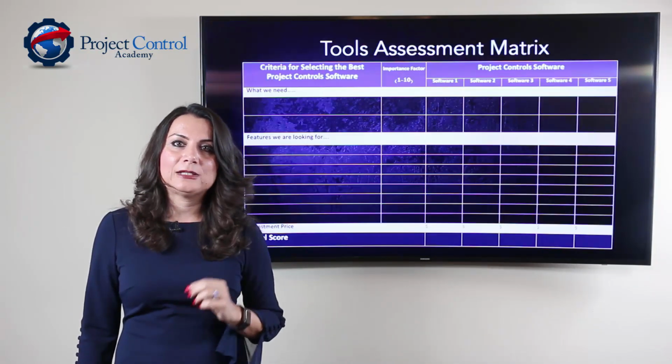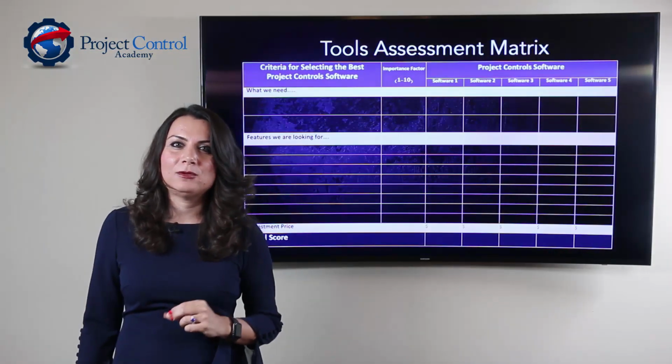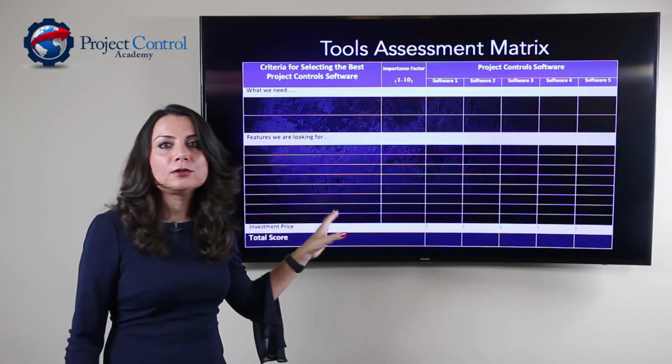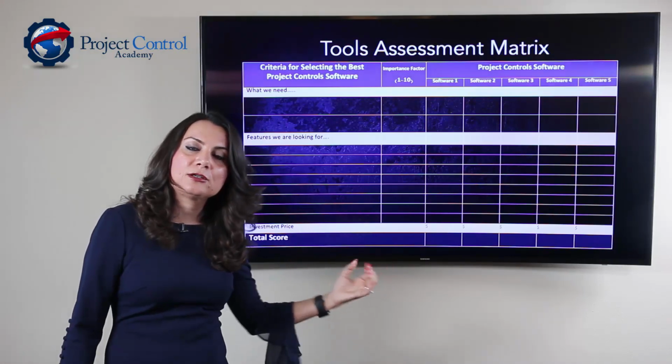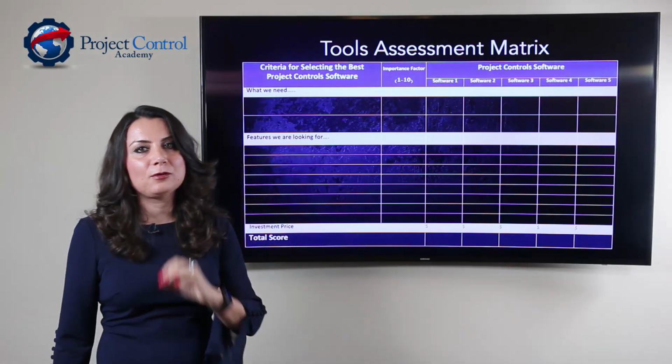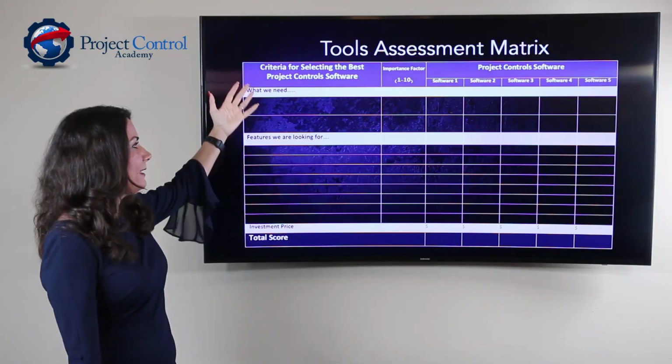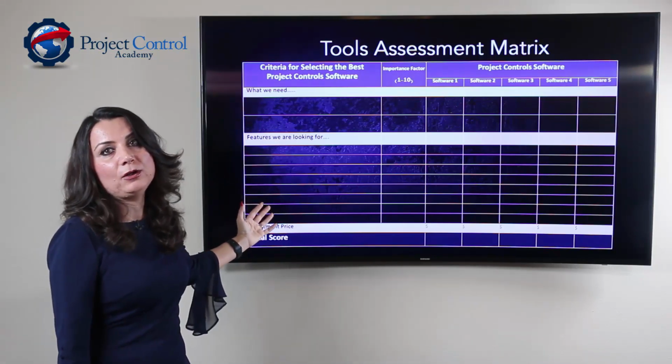Let me show you what that tool is so that you better understand what I mean here. So that's a tool assessment metric that I use whenever I have a hard time making a decision. I have used it for making decisions for the tool provider, but it can be used for any hard decisions that you want to make. So you basically list all the criteria that you're looking for.